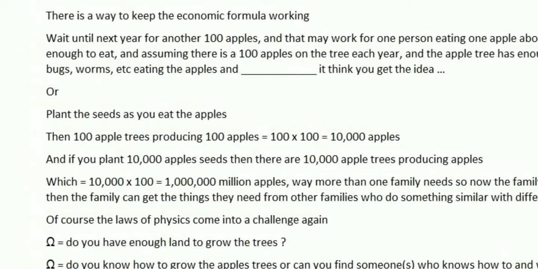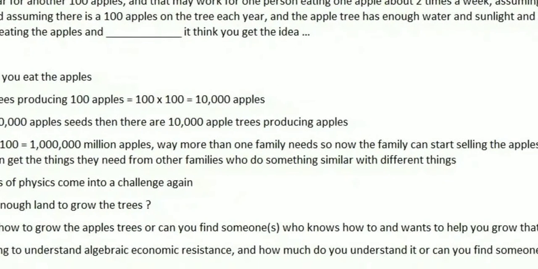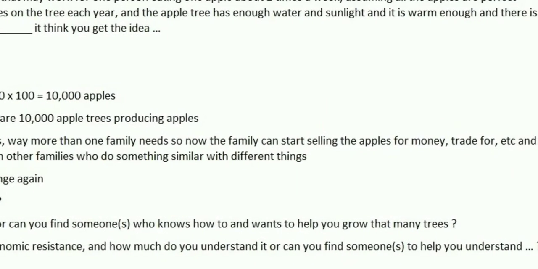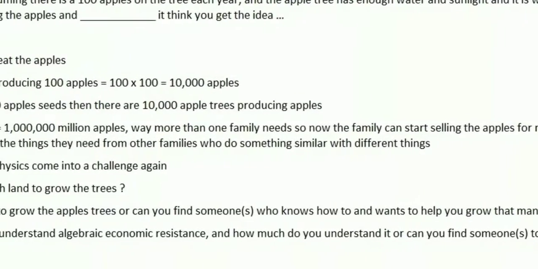Then 100 apple trees producing 100 apples equals 100 trees times 100 apples each equals 10,000 apples total. And if you plant 10,000 apple seeds while you eat the other apples, then there are 10,000 apple trees producing apples, which is 10,000 apple trees times 100 apples each tree equals 1 million apples. Way more than one family needs. So now the family can start selling the apples for money, trade for other things, etc.